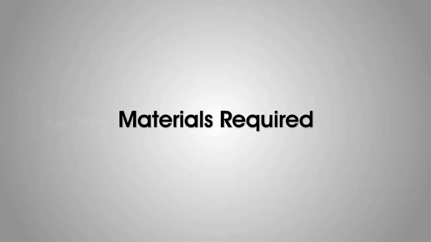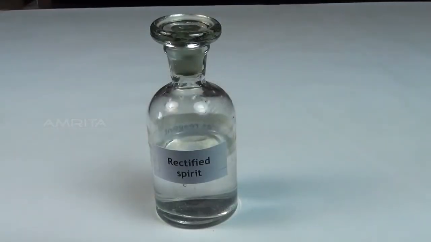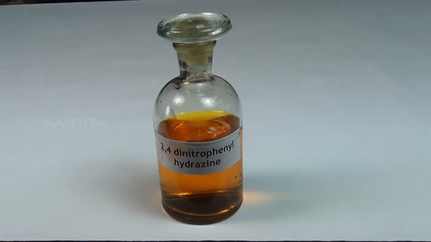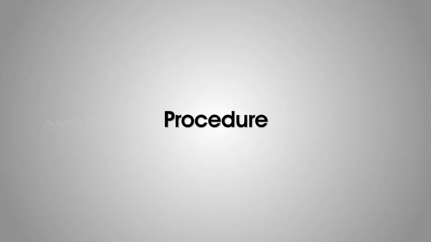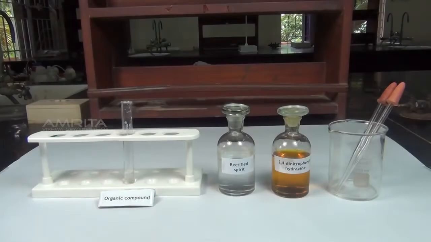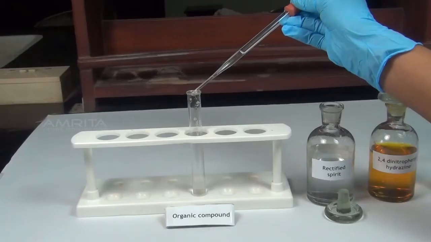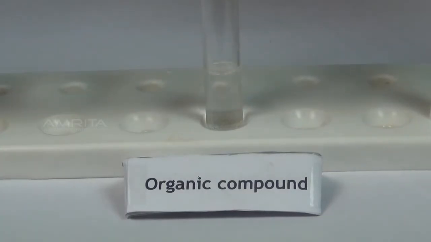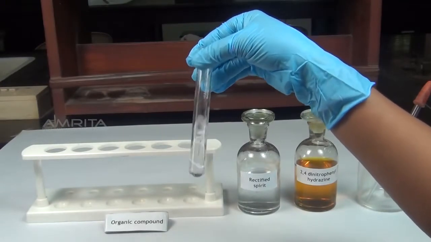2,4-dinitrophenylhydrazine test. Materials required: organic compound, rectified spirit, 2,4-dinitrophenylhydrazine solution, test tube and droppers. Procedure: take a small quantity of organic compound in a test tube. To this, add a small amount of rectified spirit using a dropper. Shake the test tube well to dissolve the compound in rectified spirit.